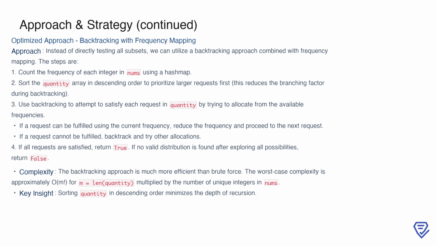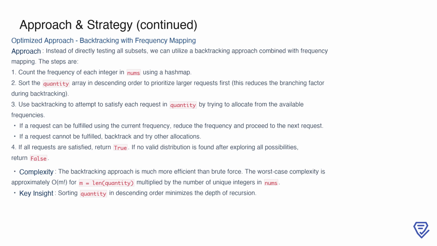Here, we begin by counting the frequency of each integer in the nums array using a hash map. This gives us a clear picture of how many times each number is available. Next, we sort the quantity array in descending order. By prioritizing larger requests first, we reduce the branching factor during backtracking, which makes the recursion tree shallower.